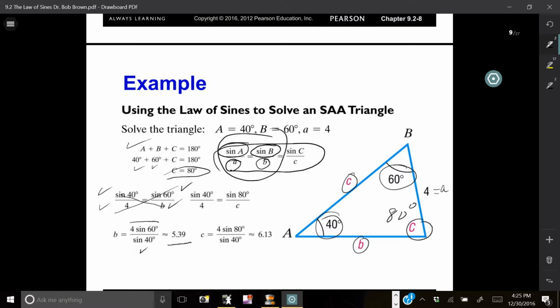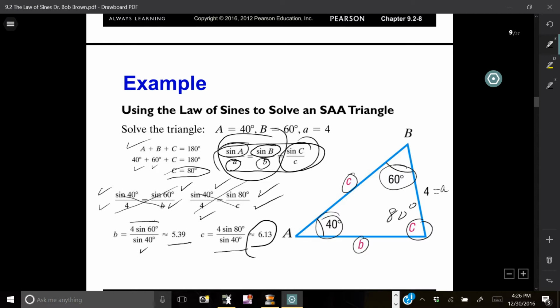Now, plugging in to the other equation, sine of C over c, we got that sine of 40 degrees over 4 is equal to sine of C, which is sine of 80 degrees divided by c. Now cross multiplying, we get that c is 4 sine of 80 degrees divided by sine of 40 degrees, which equals 6.13.